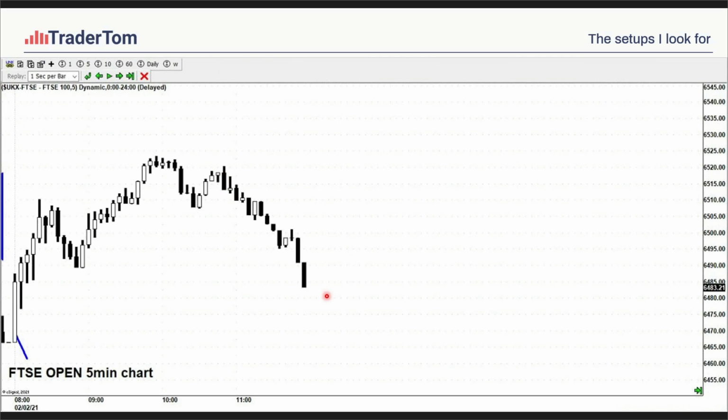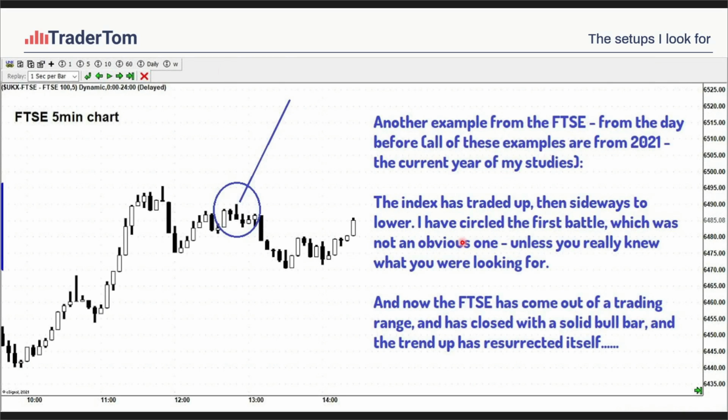Another example from the FTSE from the day before. All of these examples are from 2021 because I can't deny that I'm a nerd when it comes to charts, and I study charts quite intensively also in the weekends, and I just happened to have gone through the month of 2021 in my studies. The index has traded up, then sideways to lower. That's what you're seeing here.